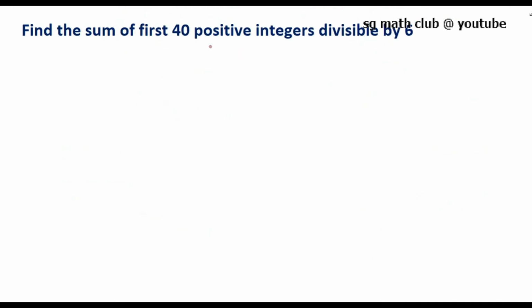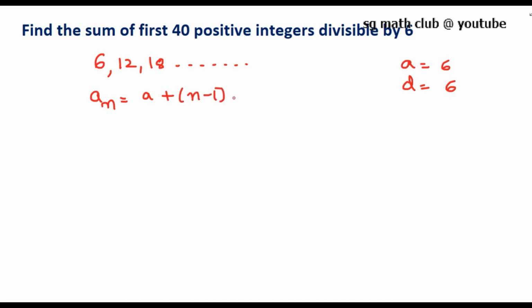Find the sum of first 40 positive integers divisible by 6. Now the first integer is 6, second integer is 12, third integer is 18. So here a is 6, common difference is also 6. Now 40 positive integers. So what will be A40? To find out A40, we'll write the An formula: An equal to a plus n minus 1 into d.